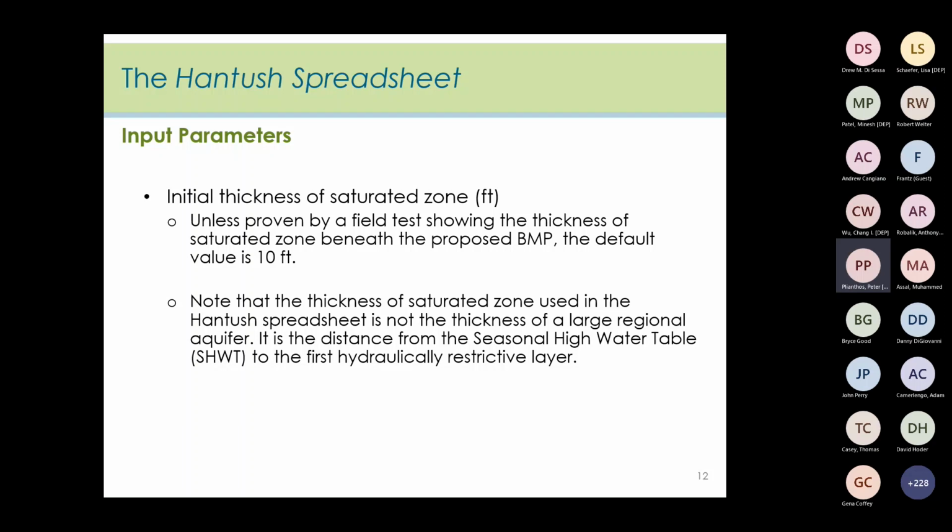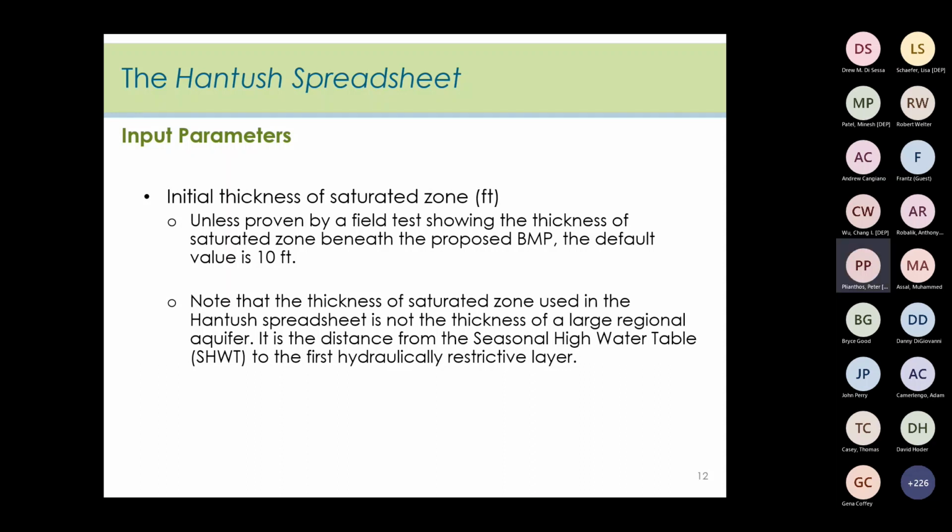For the initial thickness of the saturated zone, unless proven by a field test showing the thickness of the saturated zone beneath the proposed BMP, the default value is 10 feet. Note that the thickness of saturated zone used in the hand-touch spreadsheet is not the thickness of a large regional aquifer. It is the distance from the seasonal high water table to the first hydraulically restrictive layer.